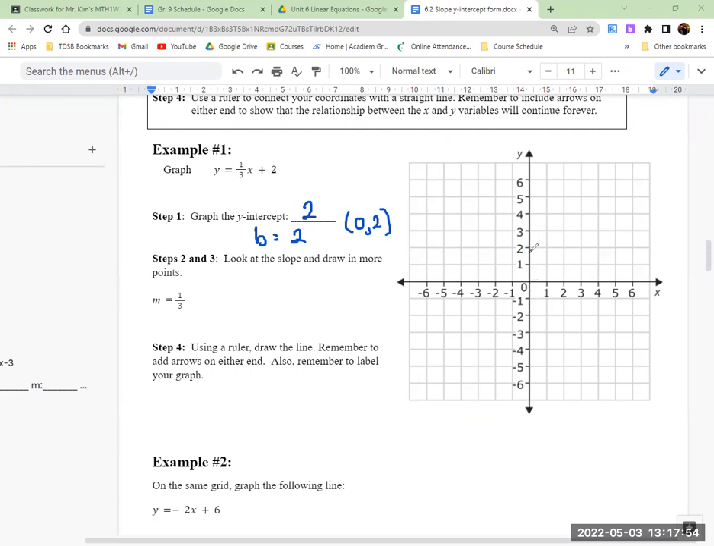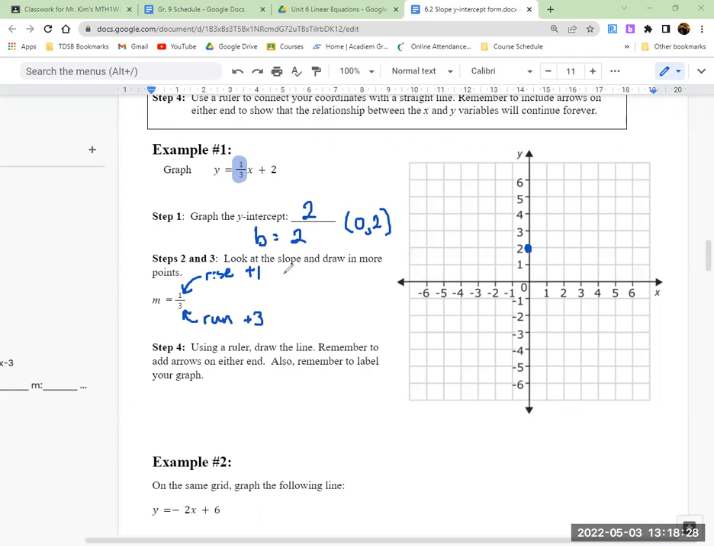That's a little bit big. Okay, next, look at the slope to get a clue of how we are going to move from there. Okay, what does that mean? Remember that the slope is rise over run. So in this case, the rise is +1 and the run is +3.